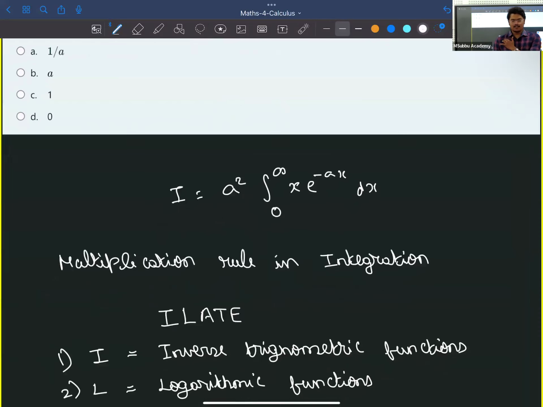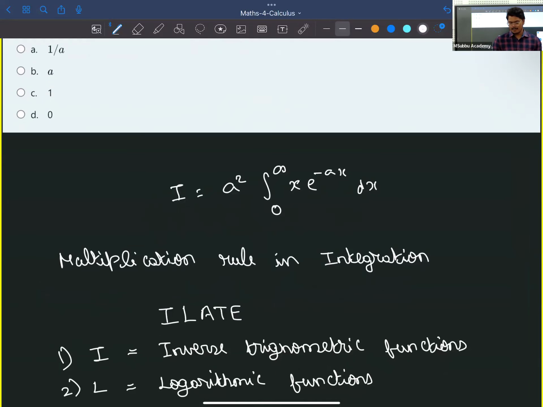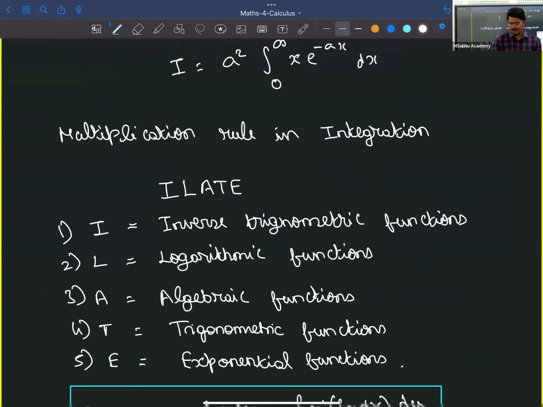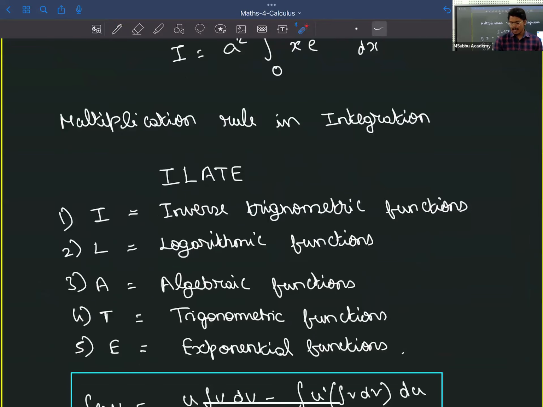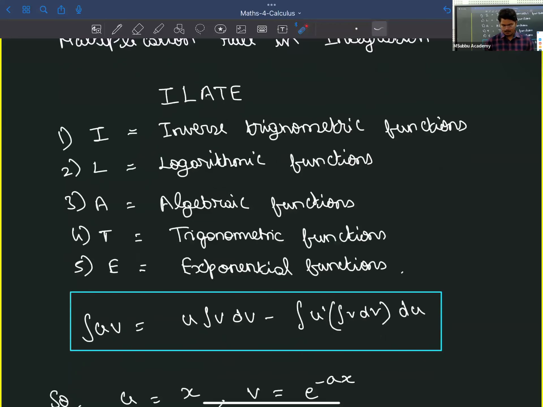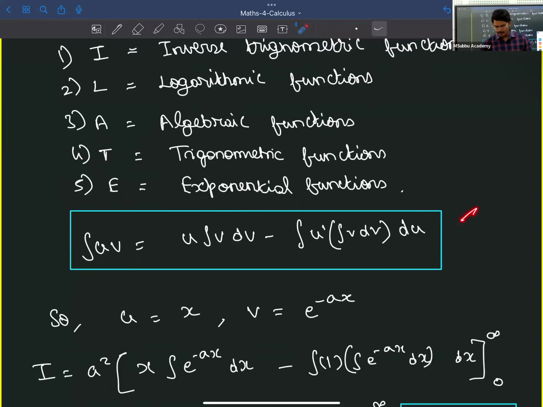So first we'll just learn what is the multiplication rule in integration. The concept is termed as ILATE. This I stands for inverse trigonometric functions, L stands for logarithmic functions, A stands for algebraic functions, T stands for trigonometric functions, E stands for exponential functions. Based on this rule, you will determine u and v.